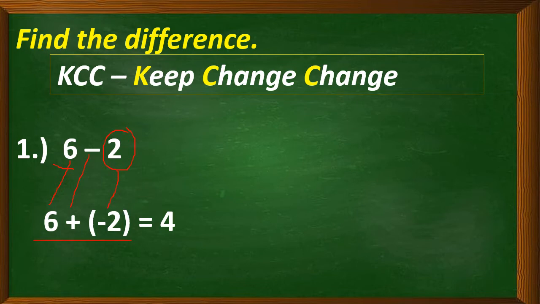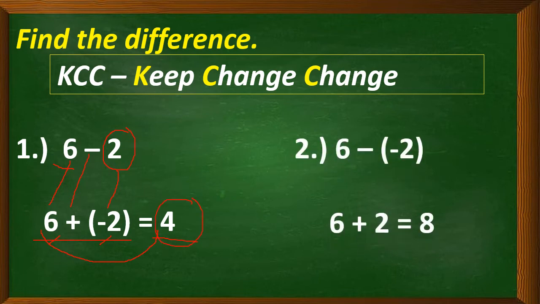So 6 plus negative 2, and unlike signs, subtract. So 6 minus 2 is 4. And copy the sign of the number with greater absolute value. So the sign of 6 is positive. That is why we have here positive 4.